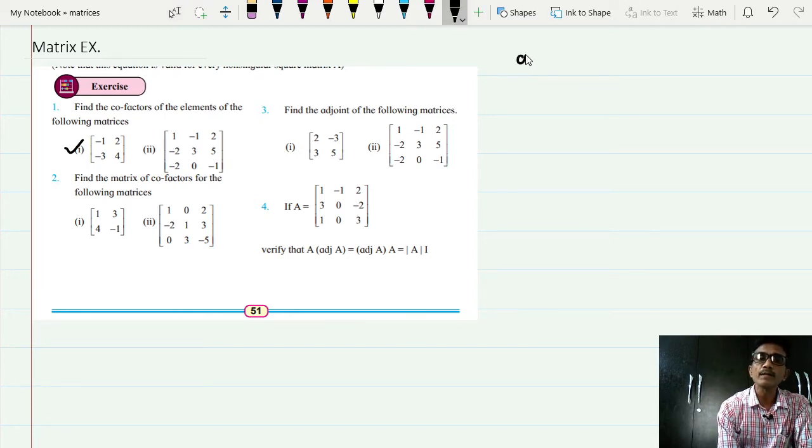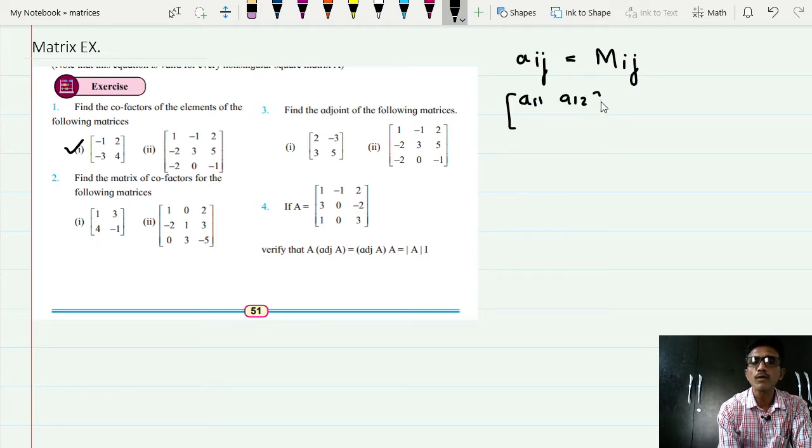Minor of the element aij we denote by capital Mij. This is the notation. ये notation है. aij is an element of a matrix. So इस element का minor we denote by Mij. Now in general, see this is a matrix a11 a12. We consider the example of a 2 by 2 matrix, a21 a22.